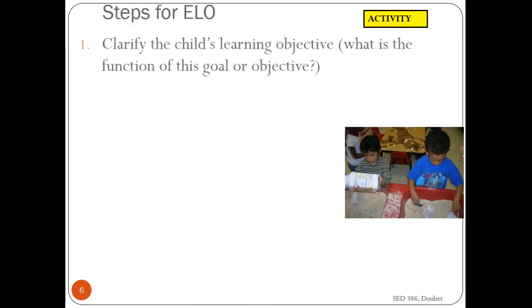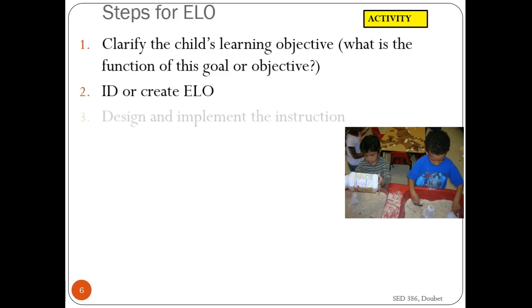So our last topic is still the embedded learning opportunities, and what we're going to do is discuss the steps. So you're going to make sure you know what the learning objective is. What's the purpose? What's the function or objective? Why are we doing this? What do we need that child to do? You're going to identify and then create your embedded learning opportunity, and you've got examples there.